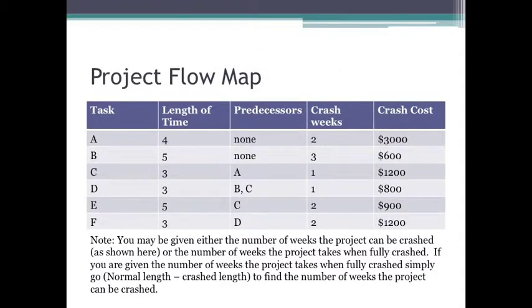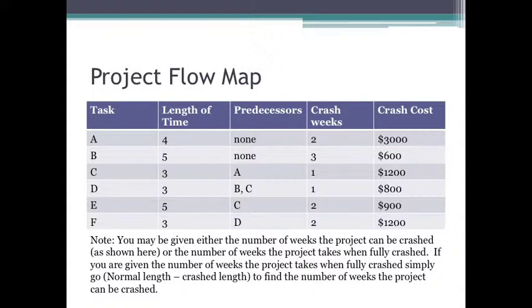So here's the information we have. We have the set of tasks, A through F. We have the predecessors, of course. We have the length of time that it takes normally. And we have two other pieces of information. It's important to note how this information is presented because there are variations in how it is presented. We have the crash cost. So what is this? This is the cost to completely crash the task, to take it from the length of time it takes normally to the length of time it would take when fully crashed.